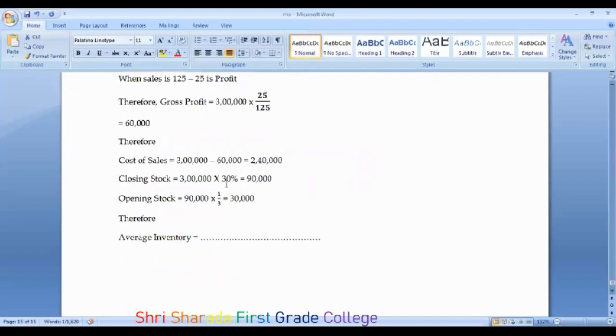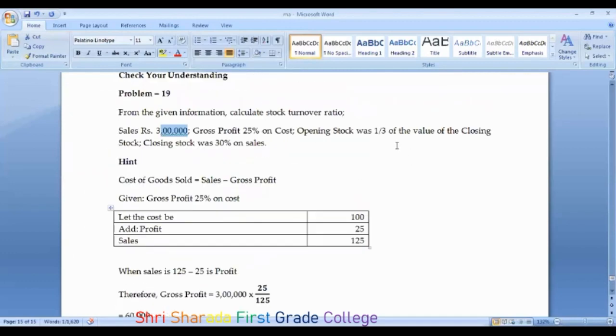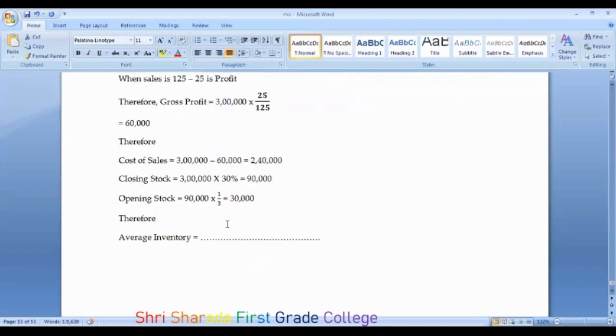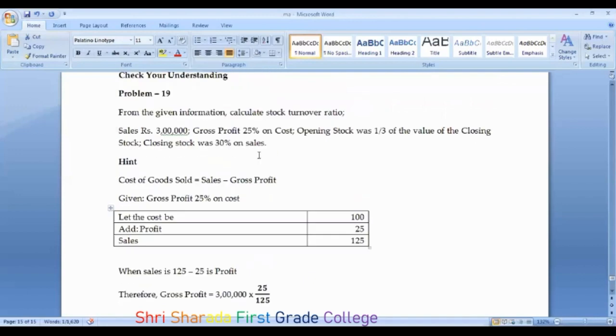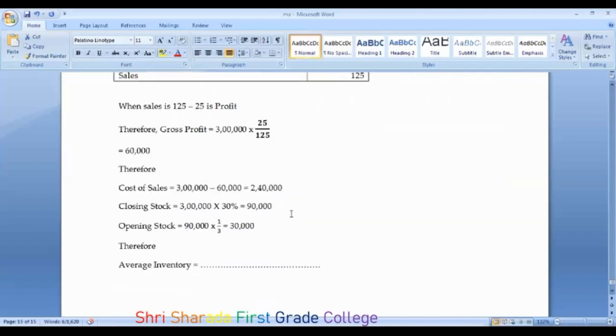So find out here the cost of sales. Closing stock is 3 lakhs into 30% of the value of closing stock. So 30% gives you 90,000, and there is opening stock. Out of this opening stock, see, where is that 30%? Closing stock was 30% on sales. On sales, take the 30%. So directly you get the answer as 90,000.